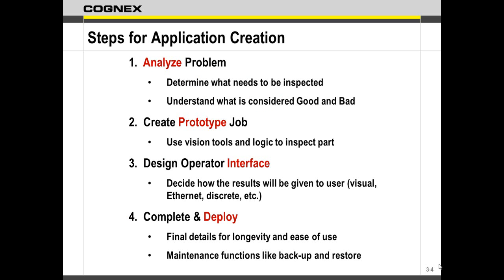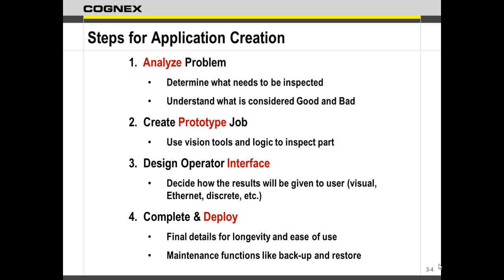Whenever we're doing a machine vision application, there's certain steps that we usually go through. The first one is analyze the problem. This is where we know what a good part is and what a bad part is, and we start thinking about, okay, what is it that we really want to know? What is it that we really want to do here? What do we care about? What do we not care about?